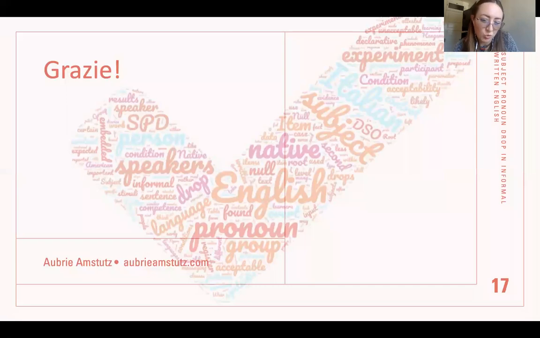This is a fun word cloud I did with all of the most common words in my thesis. And you can see that we talked a lot about pronouns and English and Italian, of course.